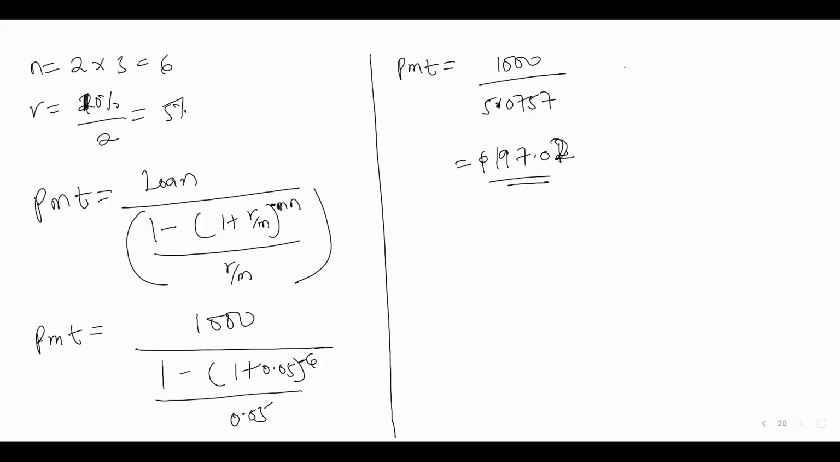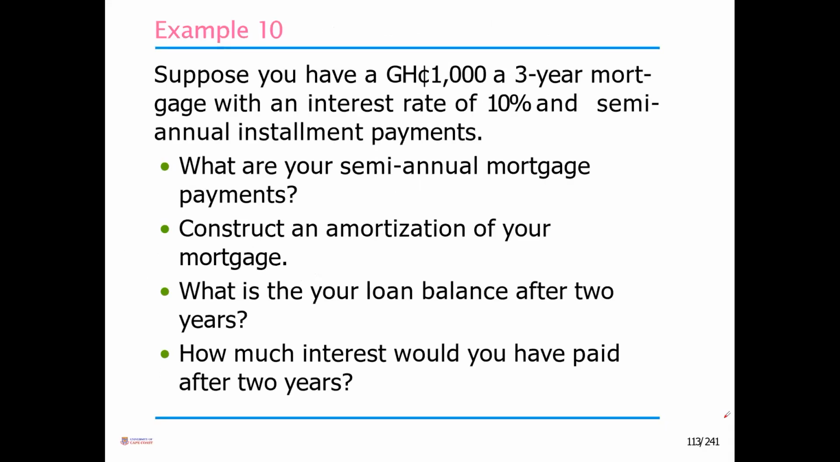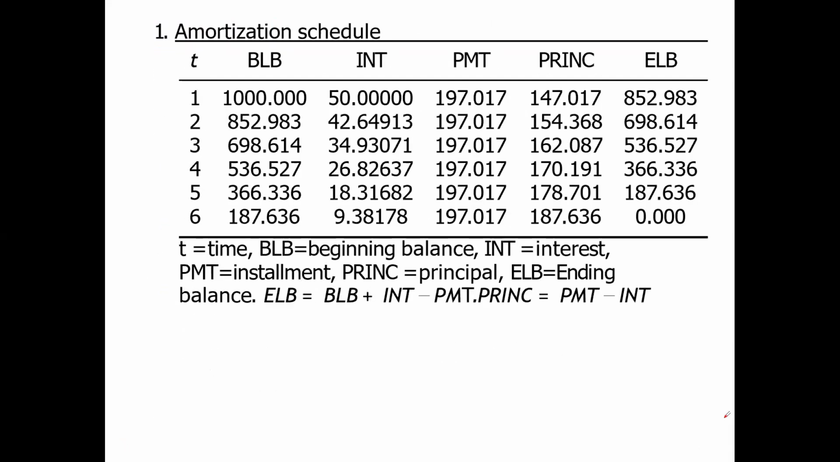So the question can be anything. It can be monthly, it can be anything. Okay. Now, how do we draw the schedule? Since it's semi-annual, the time period will be 1 up to 6 because we have 6 semi-annuals in what? 2 years.